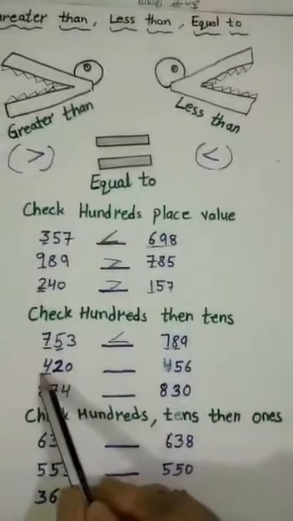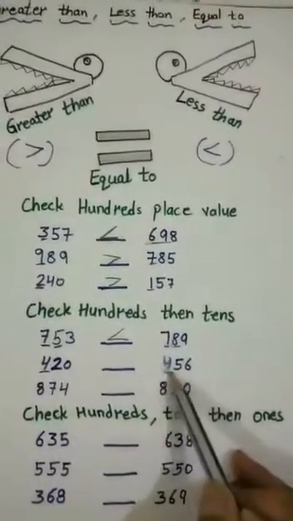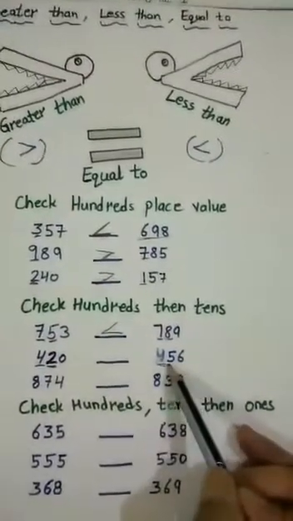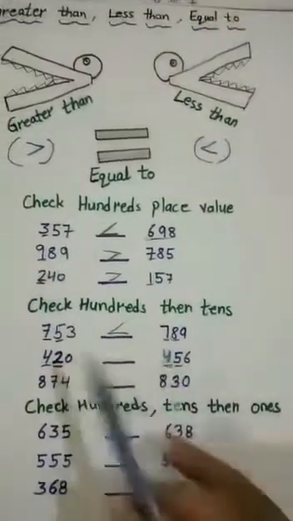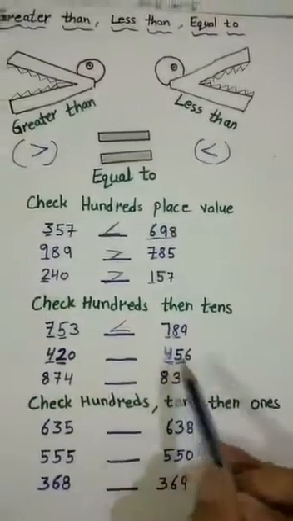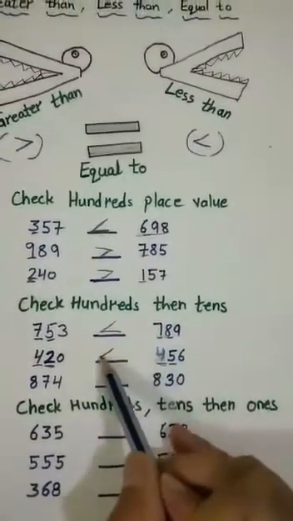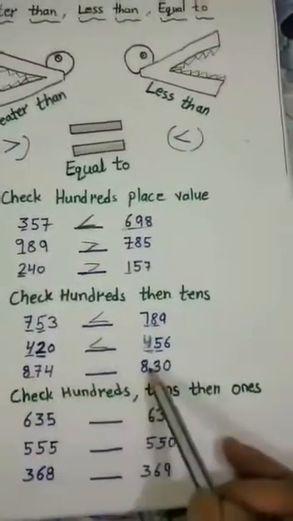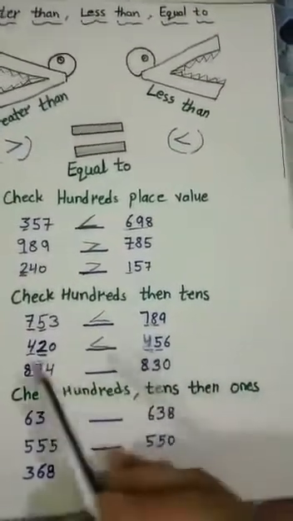Now again 4, and this is also 4, the hundreds place values are same. So now we will check the tens place value. Okay, so there is 5 and there is 2. Which is big number? 5. So which sign will come? Less than.